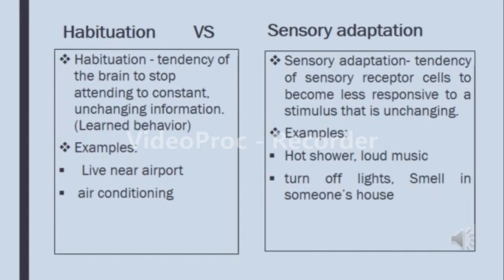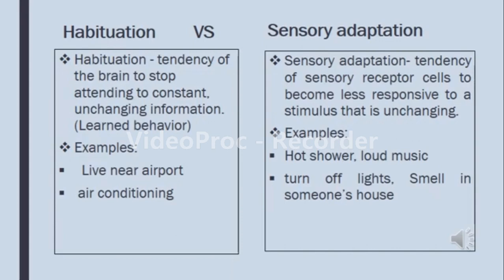So there is some difference from habituation, where an organism's brain stops responding to an unchanging stimulus. For example, organisms living near an airport, when the aeroplane takes off, flies away and lands, a lot of noise is involved. The organisms become adapted to this noise, so they don't respond. If a new animal comes to this environment, it is very difficult for it to adapt.